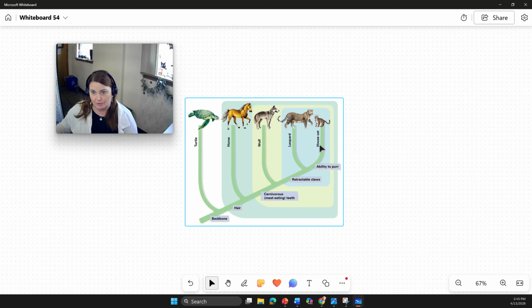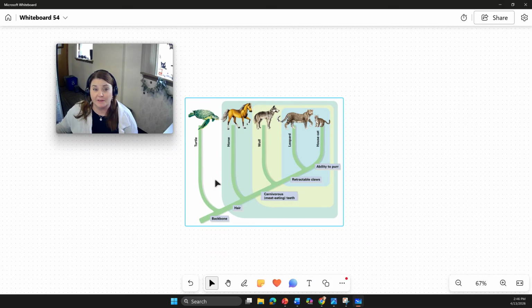For example, the leopard and the house cat here. So how you would read this is, if we look at just these animals, every animal on this cladogram, or phylogenetic tree, has backbones. But only the horse, the wolf, the leopard, and the house cat have hair. The wolf, the leopard, and the house cat are carnivorous, but only the leopard and the house cat have retractable claws, and they both have the ability to purr. The leopard and the house cat are the most closely related pair on this particular cladogram.